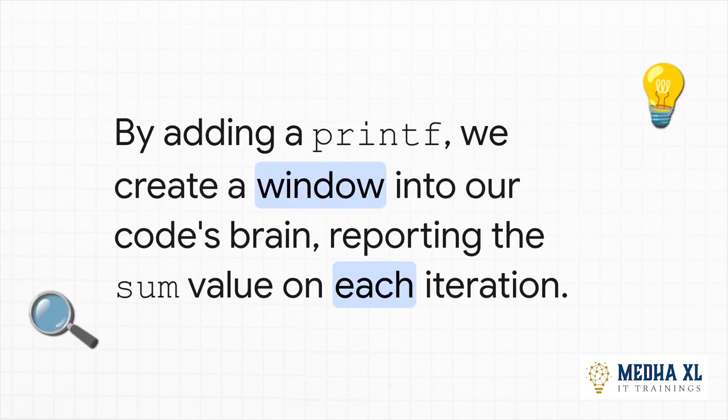We put on our detective hats, and we plant a bug, a little listening device. That's what this printf statement is. We stick it right inside the loop. Now, every single time the loop runs, the program has to stop and report back to us. It has to tell us the exact value of the sum variable at that precise moment. We're opening up a window so we can see what our code is thinking.